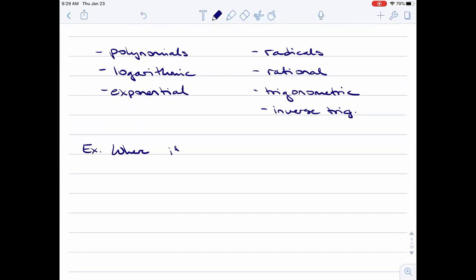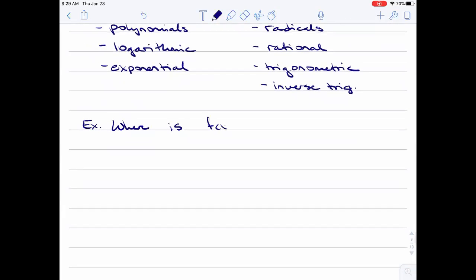So, as an example, where is f of x equal to the natural log of x plus arctan of x over x squared minus 1 continuous?